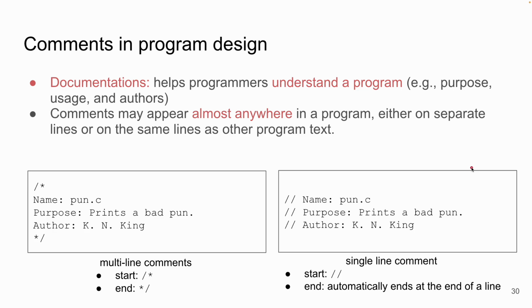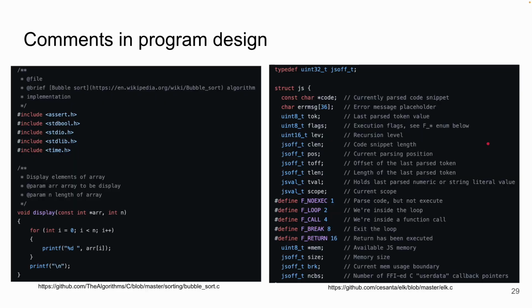The other type of comment is a single-line comment. You just need to indicate the start of the comment, that is the double slash here. On each line you need to add a double slash, and it will end automatically at the end of the line. It will look like this. And if you use a good IDE, the IDE will use a different color for comments, so it's very hard not to notice what is a comment and what is not.